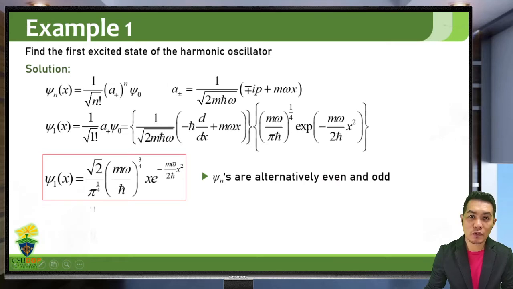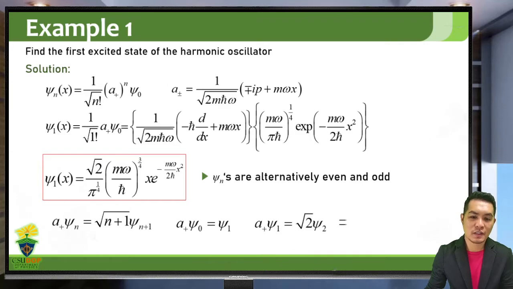So of course, psi 2 is an even wave function, then psi 3 is odd. This is just how to get psi 2. Using that formula, finding the higher energy states is actually quite difficult for a harmonic oscillator.